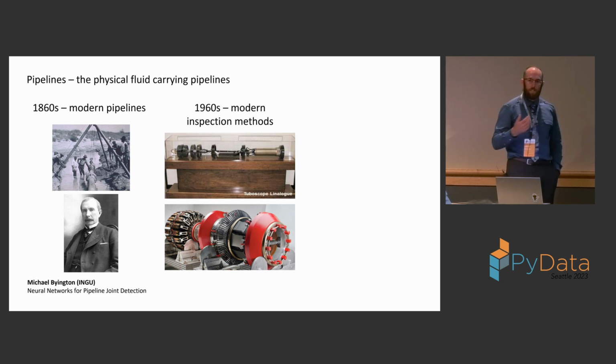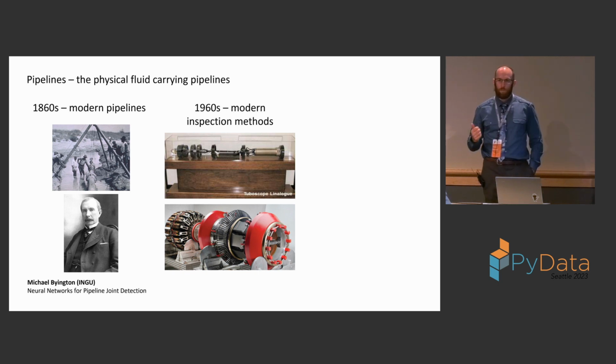The main problem with these is they are enormously expensive. To run an MFL tool through your pipeline, you're looking at a minimum of $100,000 per survey. For a high-quality survey, you're looking at $1 to $10 million just to do the inspection. That's not to fix anything that's wrong. That's just to get data on the pipeline.